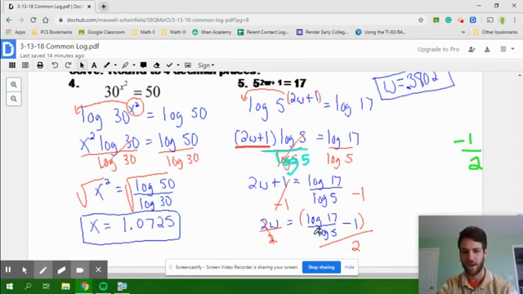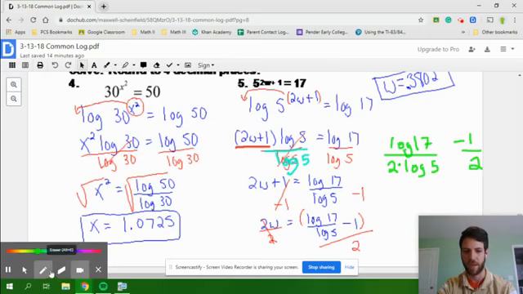So if you look at this log fraction right here, half of that would be log of 17 on the top divided by 2 times log of 5 on the bottom. It's kind of like you multiply that original fraction by 1/2 in order to make it work the way you need it to for the problem. And those are all some great examples of solving exponential equations using logarithms, specifically base 10 or common logarithms.